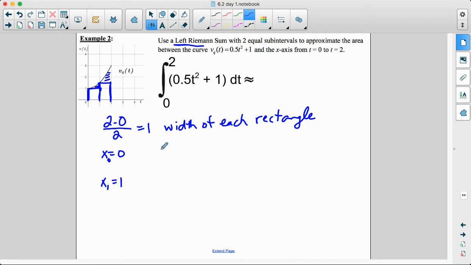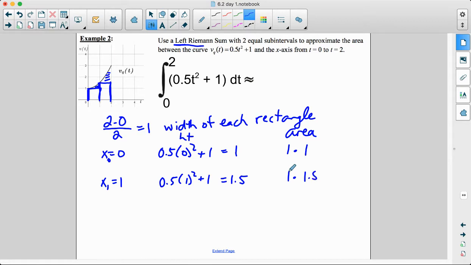And so I want the height at each of those. So I'm going to do 0.5 times 0² + 1 to get the height, and then 0.5 times 1² + 1 to get the height. So that height is 1, and this height is 1.5. So then I want to find the area of each rectangle. So I take the width, which is 1, times the height, and get those areas, and I add them up. So the approximate area is about 2.5 units, but we can see that it's actually lower than what it should be because we're missing all of this area here.